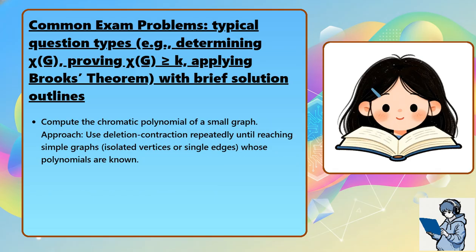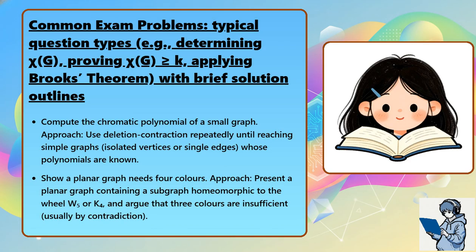Compute the chromatic polynomial of a small graph. Approach. Use deletion-contraction repeatedly until reaching simple graphs, isolated vertices, or single edges whose polynomials are known. Show a planar graph needs 4 colors. Approach. Present a planar graph containing a subgraph homeomorphic to the wheel W5 or K4 and argue that 3 colors are insufficient, usually by contradiction.